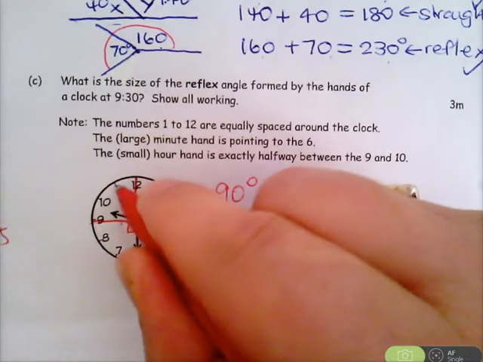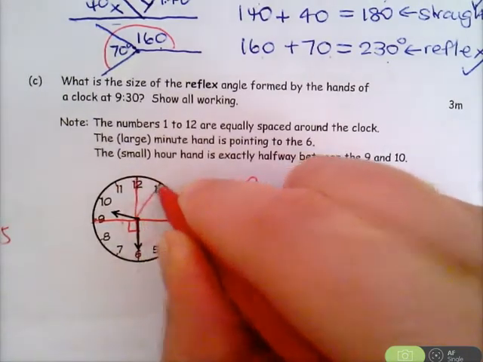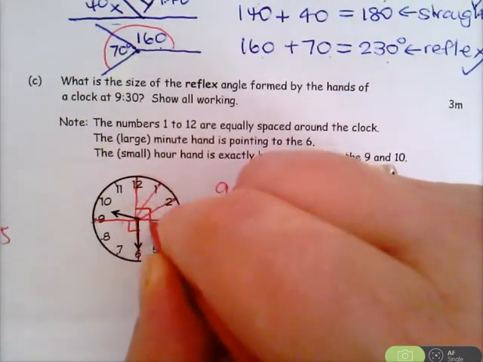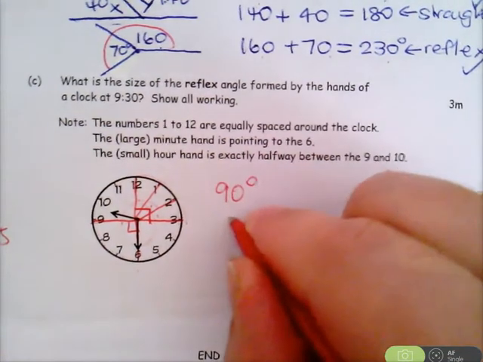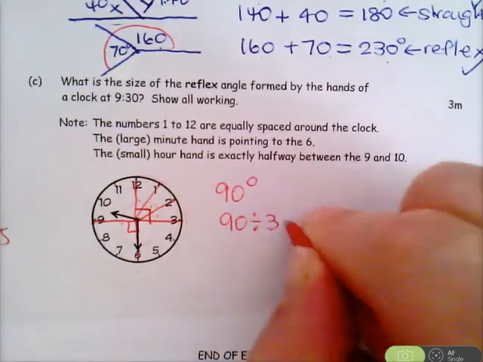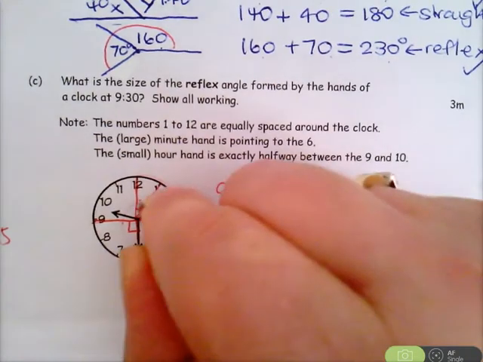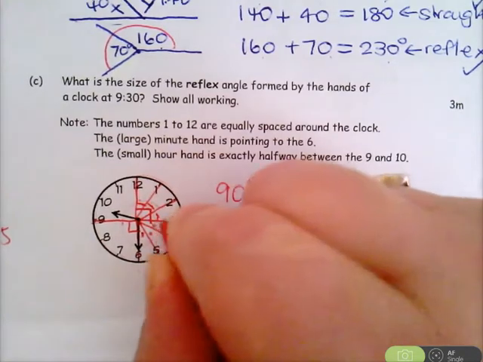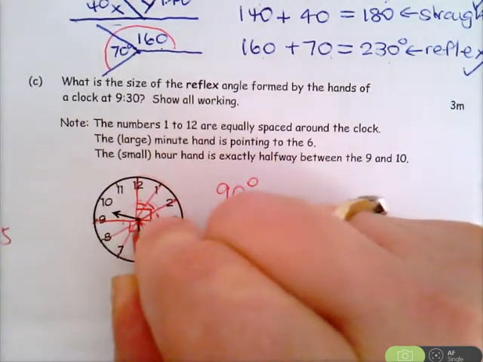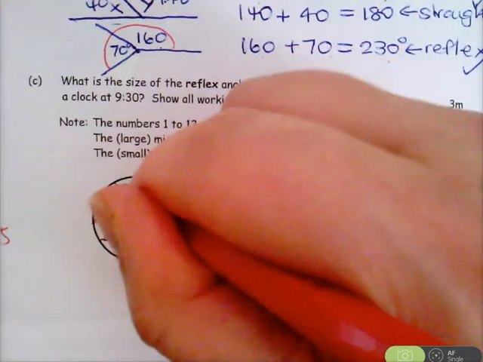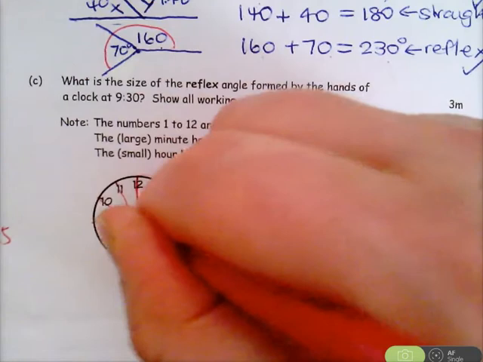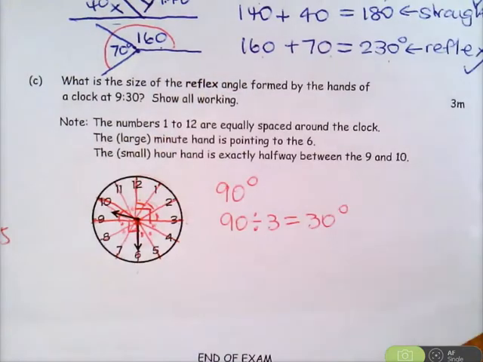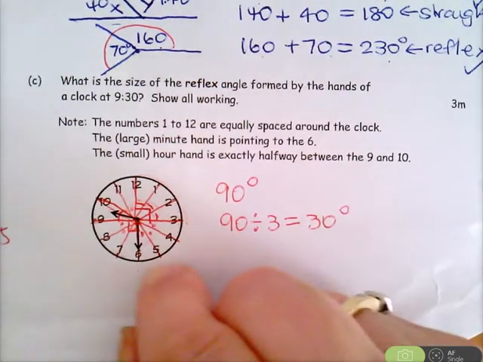Now, if I just look here, or even over here, these are all equally spaced. Now, if that whole thing there is 90, then each of these angles in between is 90 divided by 3, which is 30. So each of these little angles, and even down here, each of these angles are all 30. Okay? Which means that that's 30, and so's that, and so's this one here. It's also 30.